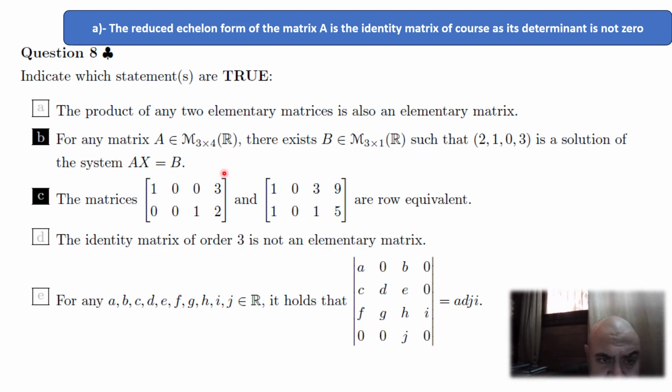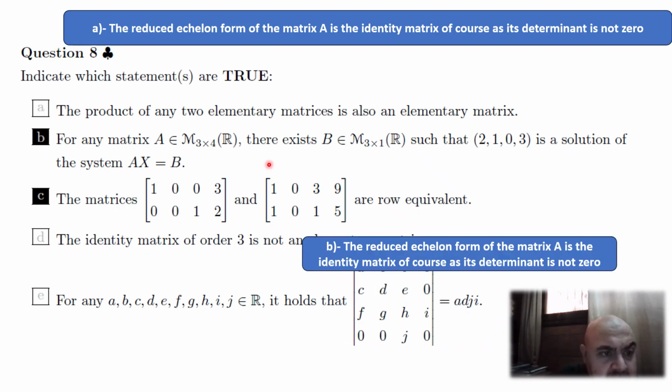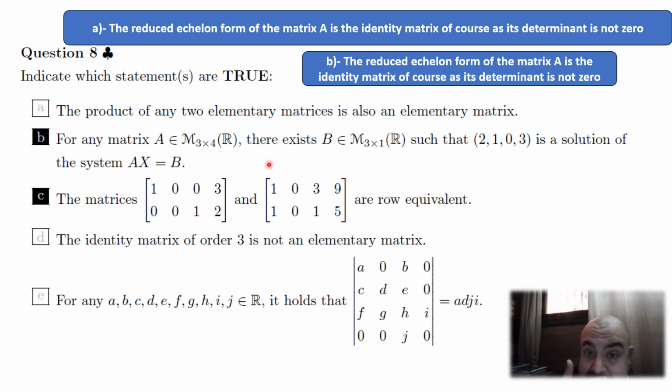For this class of matrices with 3 rows and 4 columns, he is asking whether, by the matrix B, which is the result, whatever you change it, is (2, 1, 0, 3) the solution of the system, or does there exist such a matrix B? Yes, it's correct. The reduced row echelon form of the matrix A is the identity matrix, of course, as its determinant doesn't equal 0.